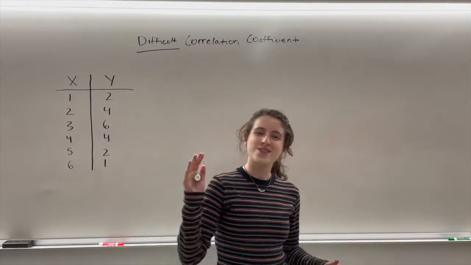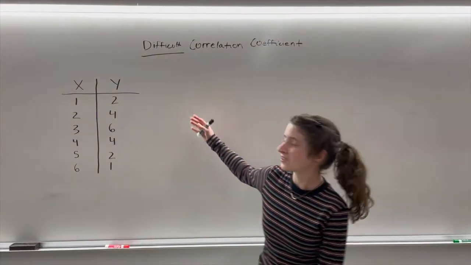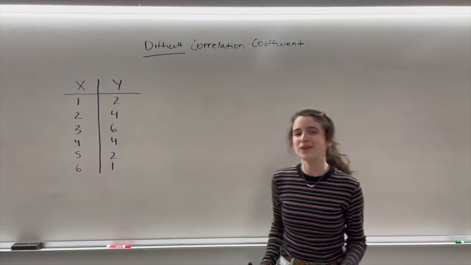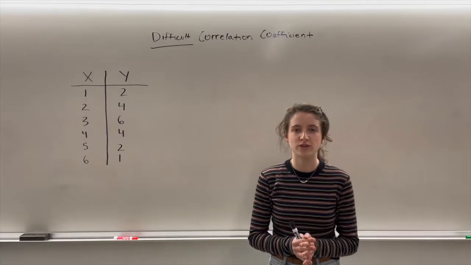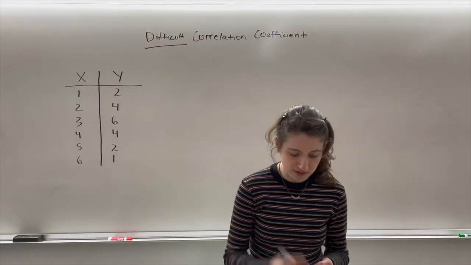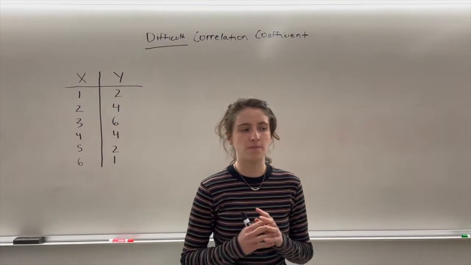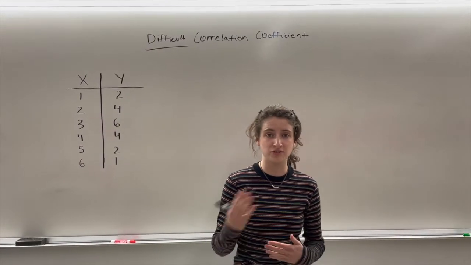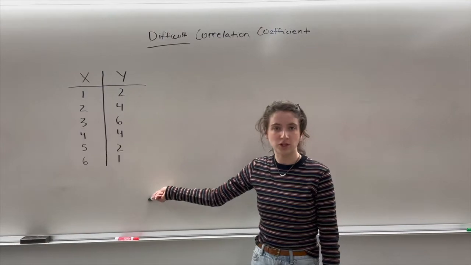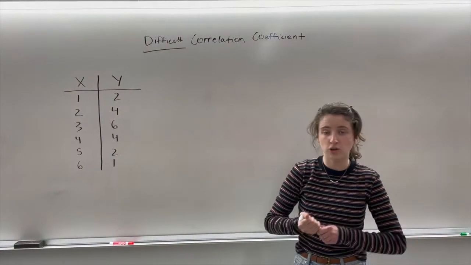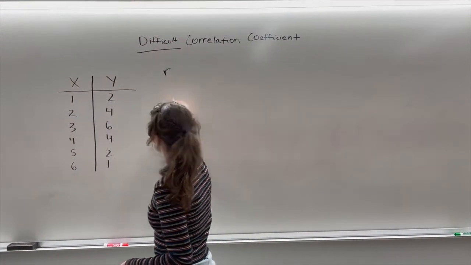Okay, so this question is called difficult correlation coefficient. And that's because it's a little bit difficult, right? Because you're used to finding the correlation coefficient when they give you the average, they give you the standard deviation. You have a lot of numbers already given to you and you can use those to find it. But in this question, all you have is a list of x and y values and you have to somehow get to your correlation coefficient R from those.